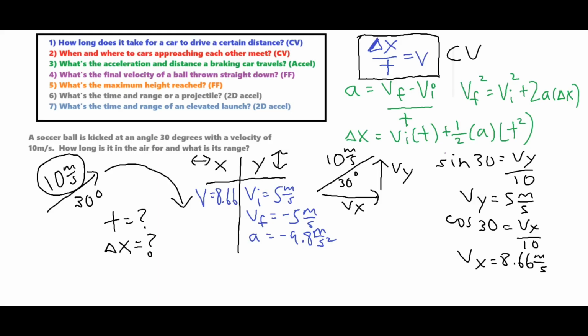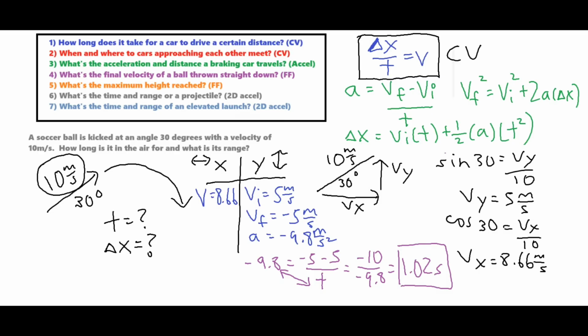With that being said, we have negative 9.8 equals Vf minus Vi over t, which is our first acceleration formula. And then we're basically going to cross multiply these, and we get negative 10 over negative 9.8, which gives us positive 1.02 seconds.